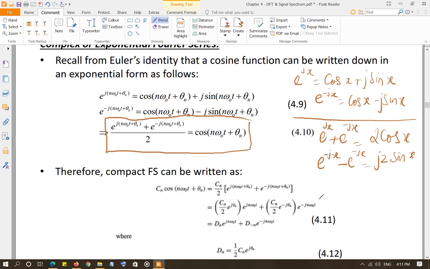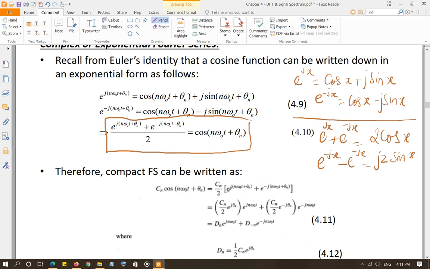So we can write the compact Fourier series here. Again, this picture is not clear. I just copied and pasted it from the communication systems book. So Cn cosine of n omega naught t plus theta n is this. Of course, Cn is the coefficient, as we discussed in the compact Fourier series, the coefficient of the sinusoidal components in the Fourier series. And of course, since there is a 2 in the denominator, it's going to be Cn by 2, and the exponential components, these two components.